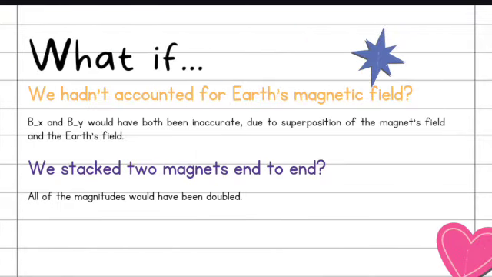If we hadn't accounted for the Earth's magnetic field, then Bx and By would have both been inaccurate due to the superposition of the magnetic field of the Earth and of the magnet. And if we stacked two magnets end to end, all of the magnitudes that we measured would have been doubled.